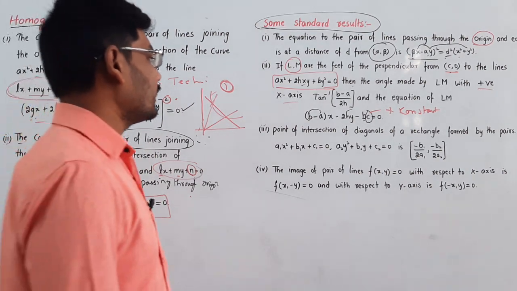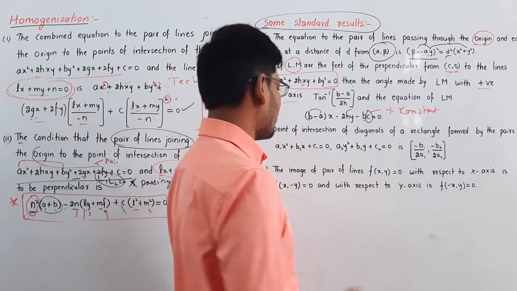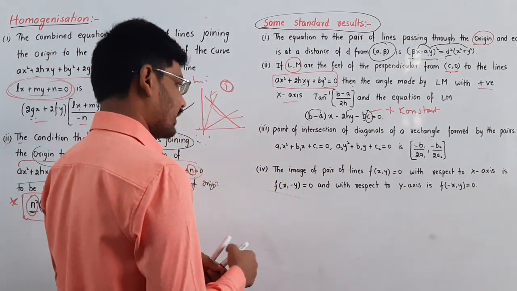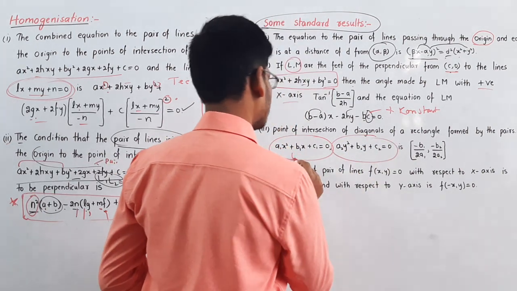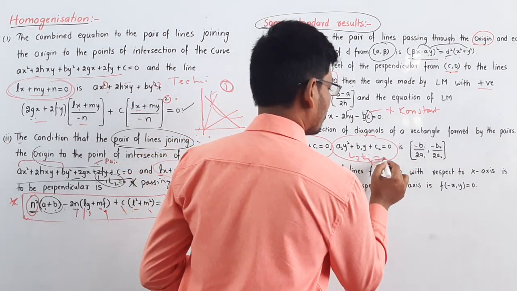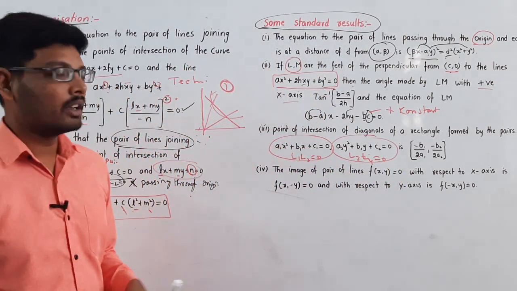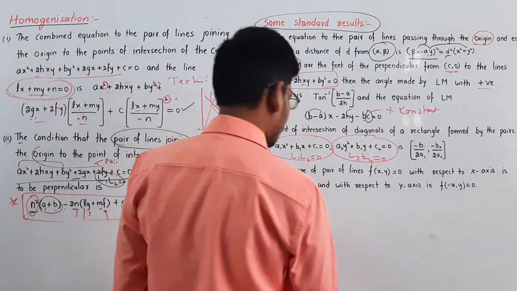so third point: the point of intersection of diagonals of a rectangle formed by the pair of straight lines. Given one pair of straight lines, this is one pair and this is one pair. This is L1 and L2 is equal to 0. This is L3 and L4 is equal to 0. Here we have 4 straight lines. From these 4 straight lines we can frame a rectangle here.